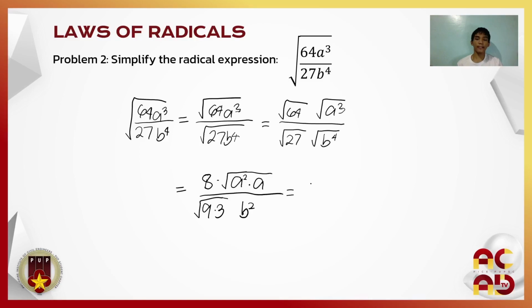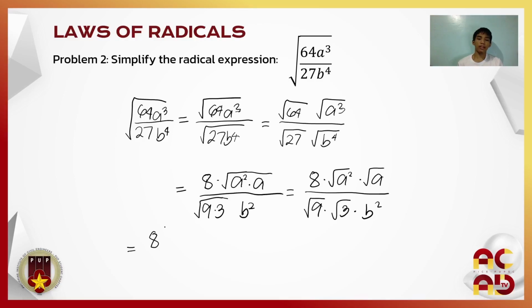Then we simplify. It becomes 8 times the square root of a squared times the square root of a, all over the square root of 9 times the square root of 3 times b squared. We copy the 8. The square root of a squared is a, times the square root of a. All over, what is the square root of 9? That is 3, times the square root of 3, b squared.